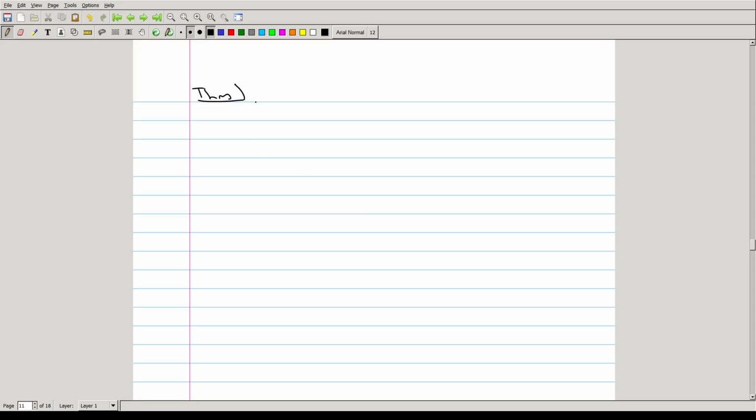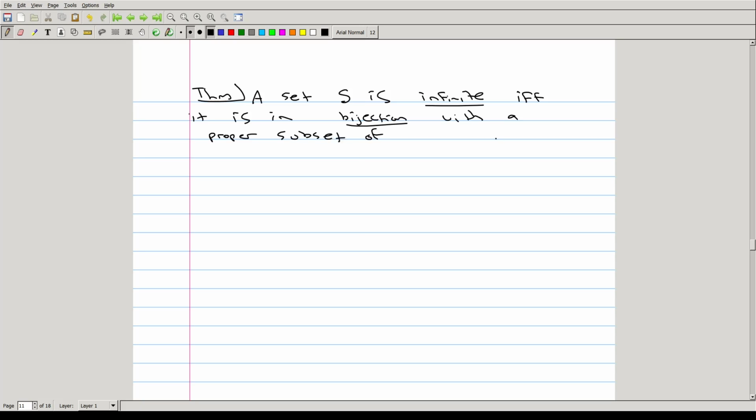And this is that a set S is infinite if and only if it is in bijection with a proper subset of itself.